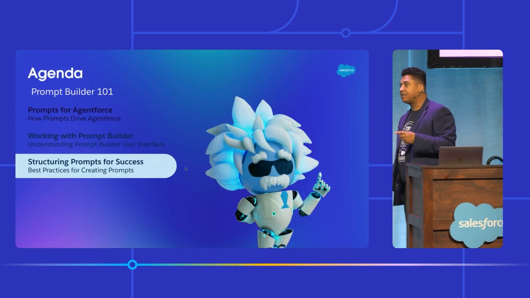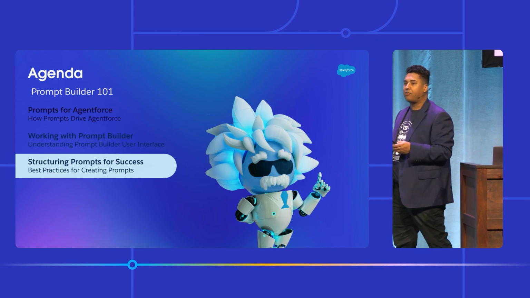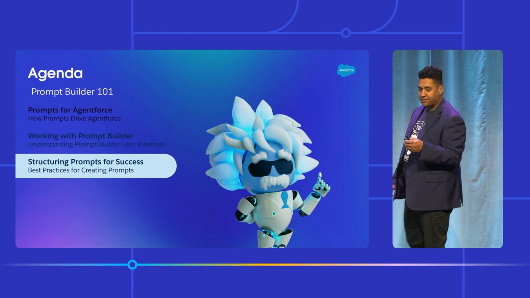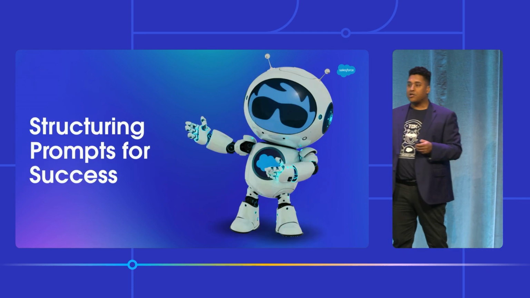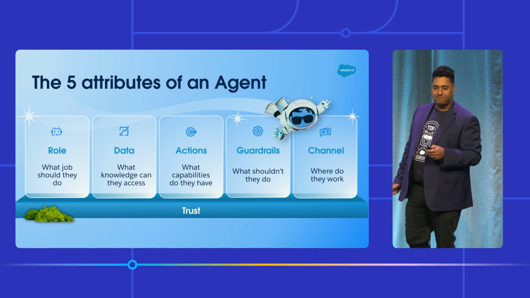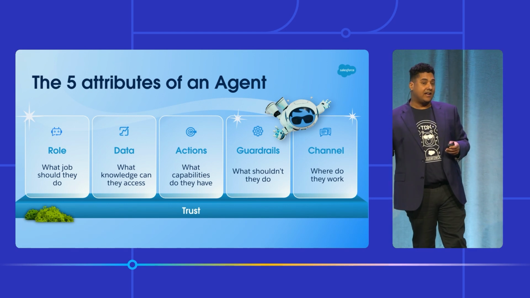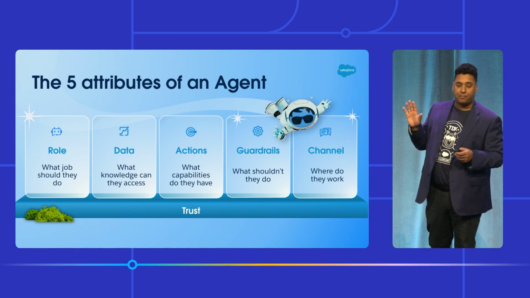All right, so now let's talk about how we are going to structure our prompts to be successful and get us the results that we want. Let's enhance that opportunity prompt. So structuring our prompt for success, how do we do it? There are 5 attributes of an agent, 5 attributes of making a good prompt.